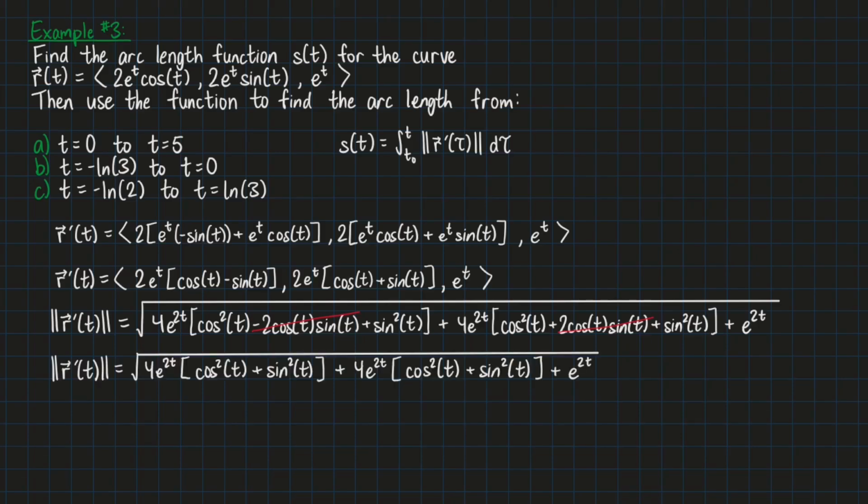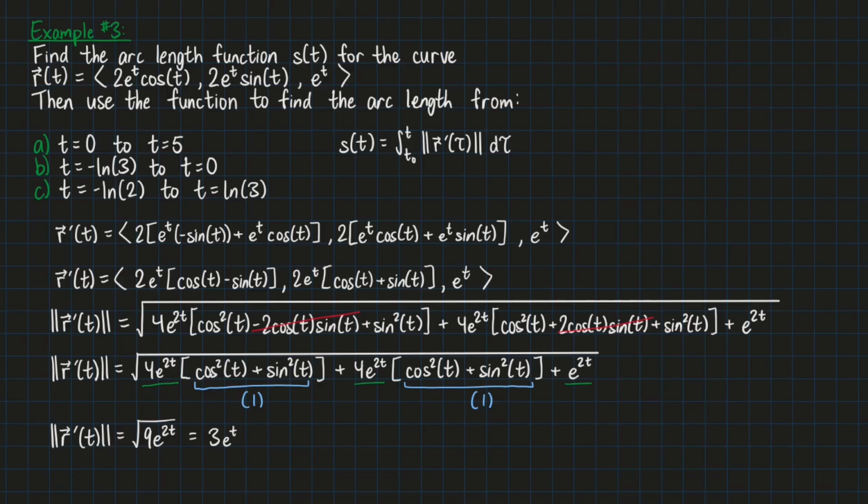Now we have a cosine squared plus a sine squared here and here. These equal 1. So we're left with a 4 times e to the 2t plus a 4 times e to the 2t. That gives us 8 e to the 2t. And then plus one more e to the 2t gives us 9 e to the 2t. We have the square root of 9 times e to the 2t. The square root of 9 is 3, and the square root of e to the 2t is e to the t. If it helps, you can think of a square root as raising a base to the half power.